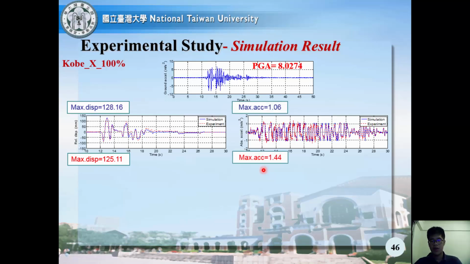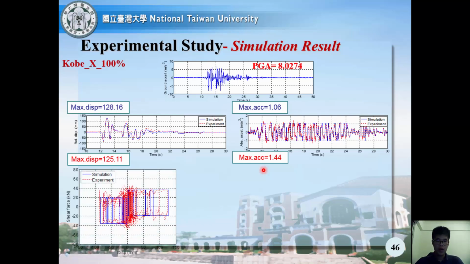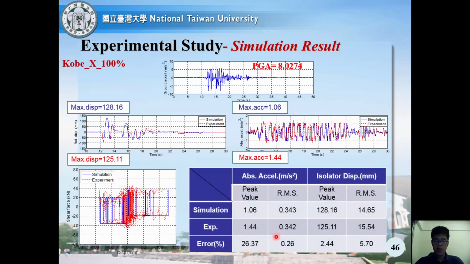From the acceleration response, we may see that for both the simulation and the experimental results, our system does work under the earthquake excitation. And this hysteresis loop shows that our simulation result fits the experimental result quite well. And this table shows the relative error between the simulation result and the experimental result.